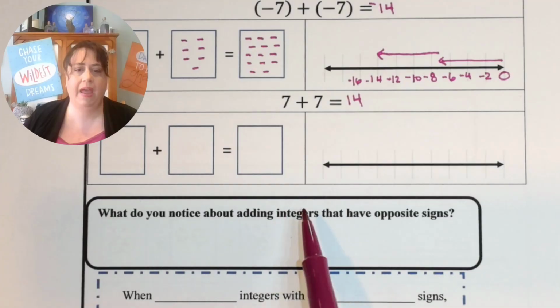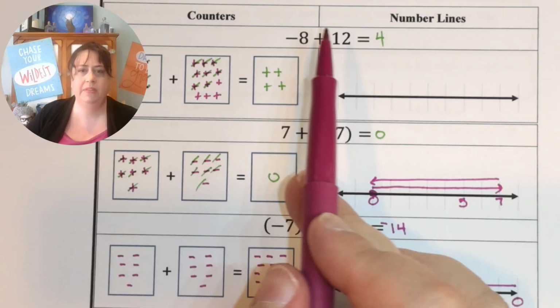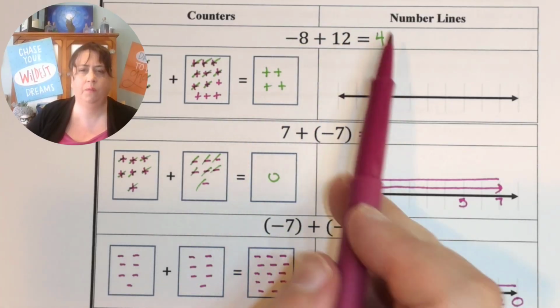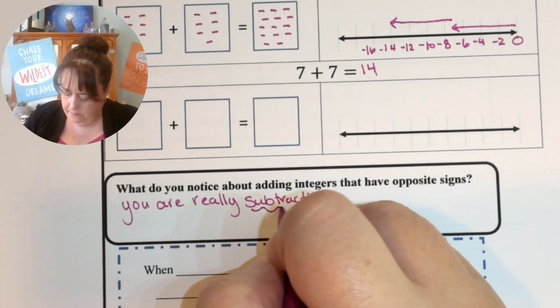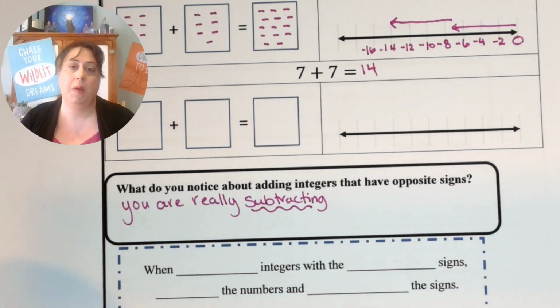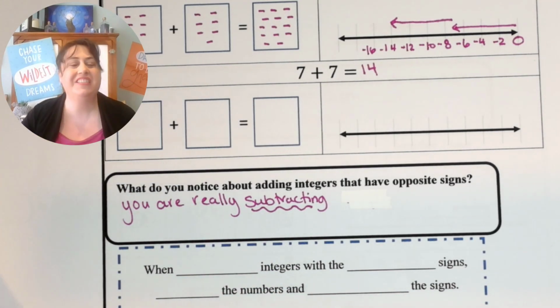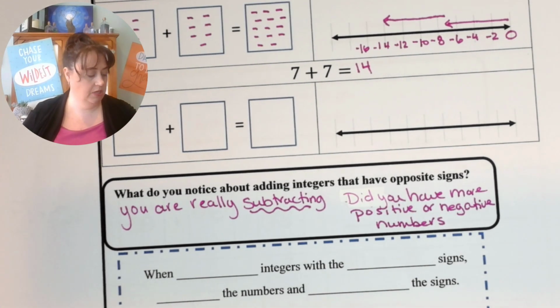So what do you notice about adding integers that have opposite signs? What did we notice that we were really doing? When the signs were opposite, we were really subtracting. It's really important that you understand that, because that makes these problems faster. But how do you know which signs to keep? Well, what did you have more of? Did you have more positive numbers or did you have more negative numbers? Because that's really what you need to know.